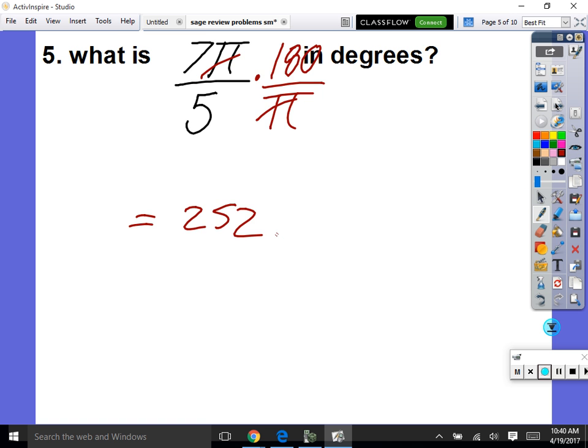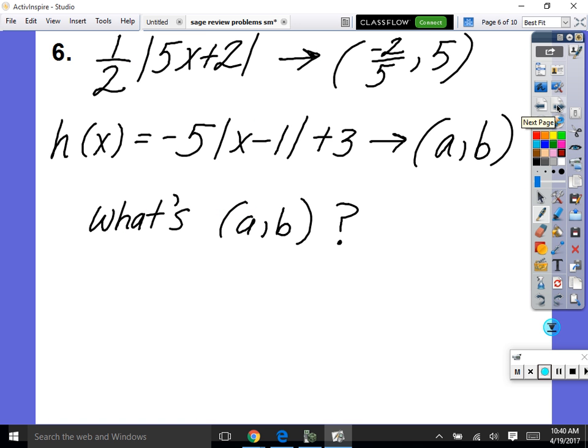Okay, next one. Okay, ready, go. So this one says, given this, 1/2 times 5x plus 2, we have this. It's hard deciphering what it's saying, so I'm not going to decipher it for you. But we have negative 2 over 5 comma 5. So now given h of x is negative 5 absolute value of x minus 1 plus 3, and we know that that's AB, what's AB? So you're kind of figuring out what they are trying to go for here. This is what it should have been. I don't know why I didn't write that plus 5.